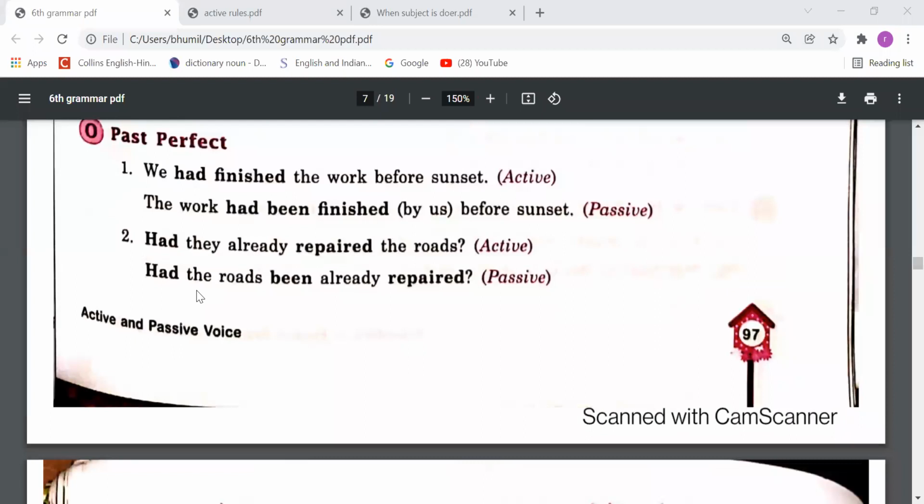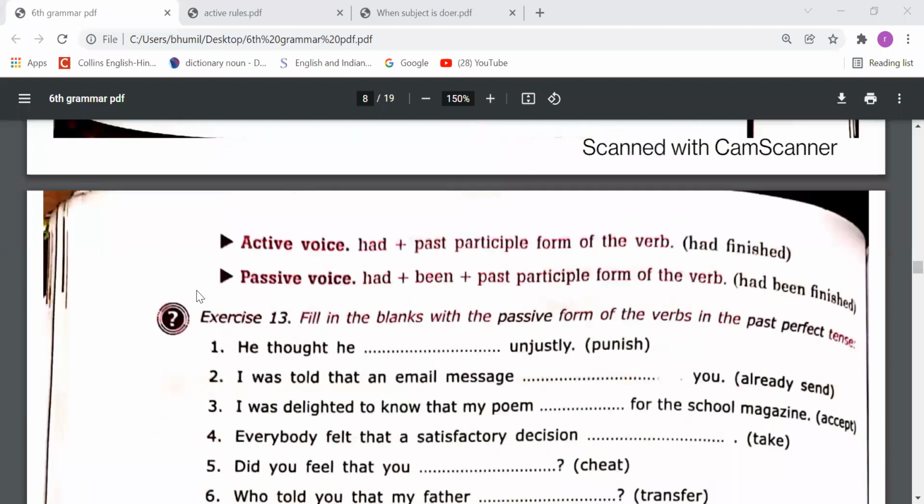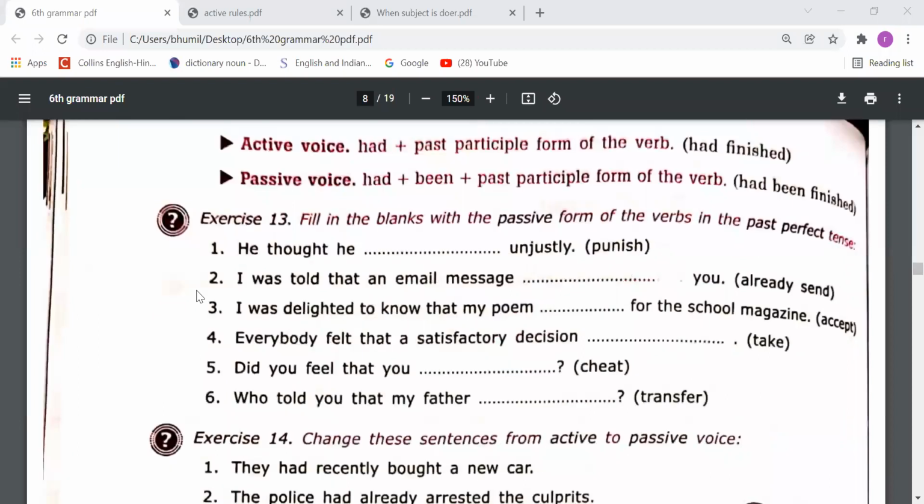Why? Because it is a passive sentence, it is an interrogative sentence, sorry. So same formula we have to use here. Now you will let me know about sentence number 1 of exercise number 13. Fill in the blanks with the passive form of the verb in the past perfect tense. So passive form of the verb you have to write here.